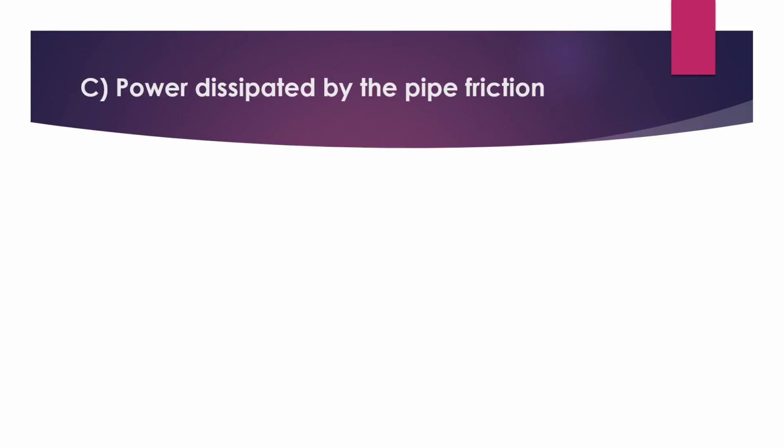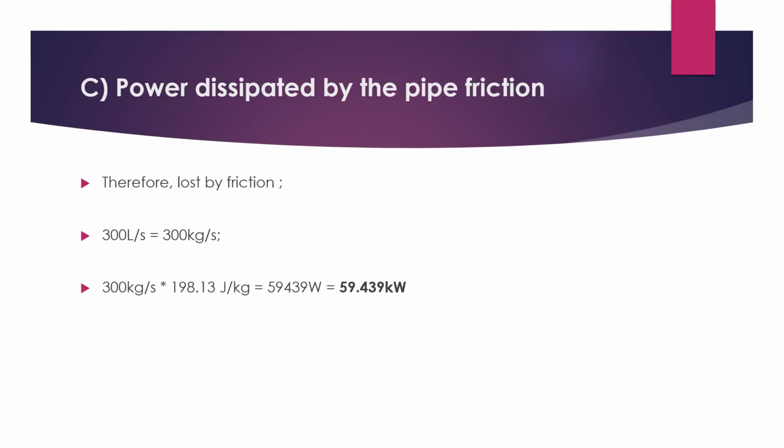Part C of the question asked us for the power dissipated by the pipe friction. Loss by the friction is calculated to be 300 kilograms per second multiplied by the frictional loss, 198.13 joules per kilogram, to give us power dissipated by the pipe friction of 59.439 kilowatts.